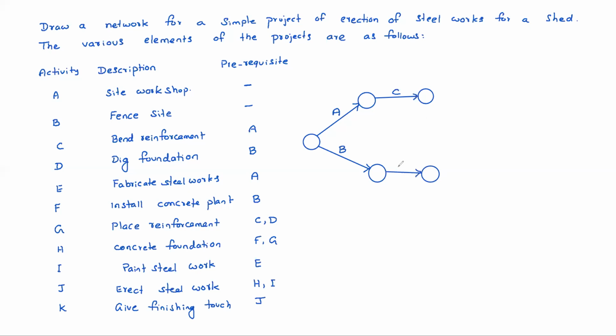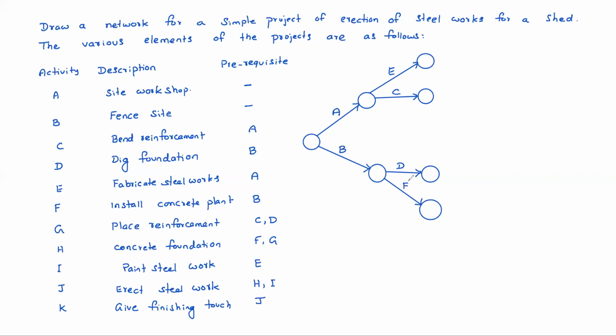Like this. C, D. E also depending on A. Let us have like this. F is depending on B.